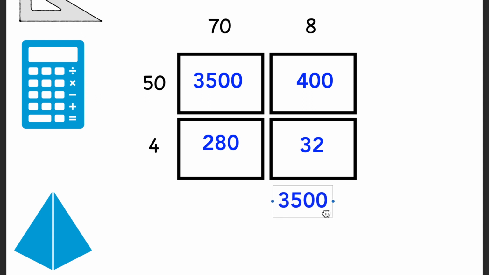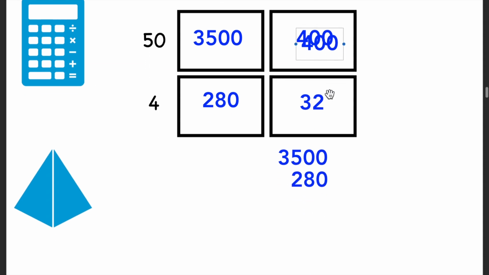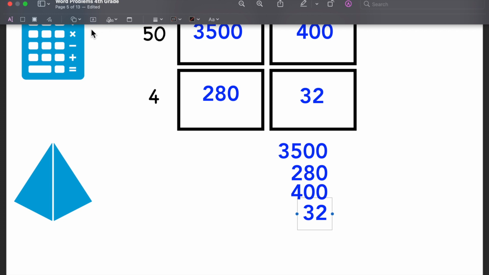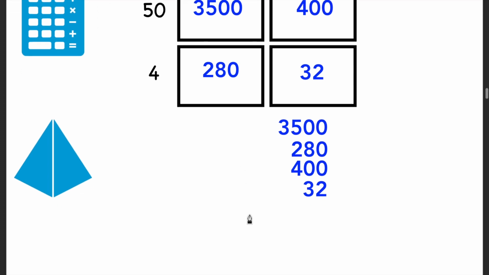I have 3,500 right here. Then I have 280, which I'm just going to put right here and line that up. I have 400. Let's drag this 400 down here and line it up. Then I have 32. I'm going to line that up as well. Now I can simply do some addition here and add this all up. I'll put a little addition sign right here and make sure I put my plus sign here so we know that we're adding. So 0, 0, 0 plus 2 is equal to 2. Then 8 plus 0, 0 plus 3 is 11.